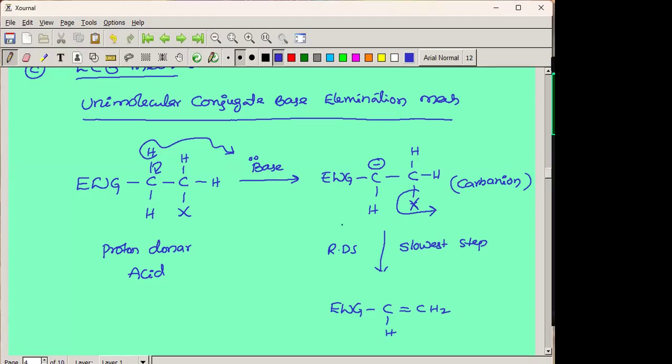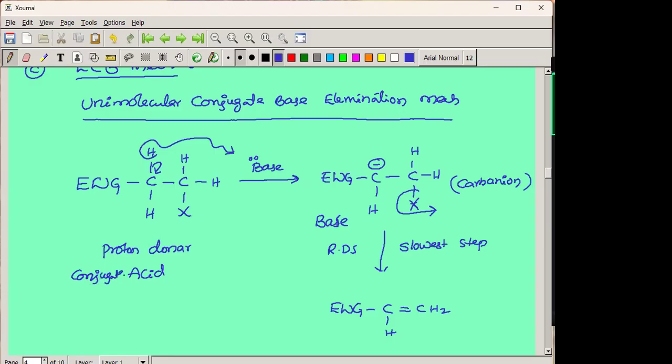Here it is minus, so this is now called the base. It is ready to accept a proton, while this is ready to lose a proton. That's why this is considered an acid, and this is considered a base. So now this is considered the conjugate acid.